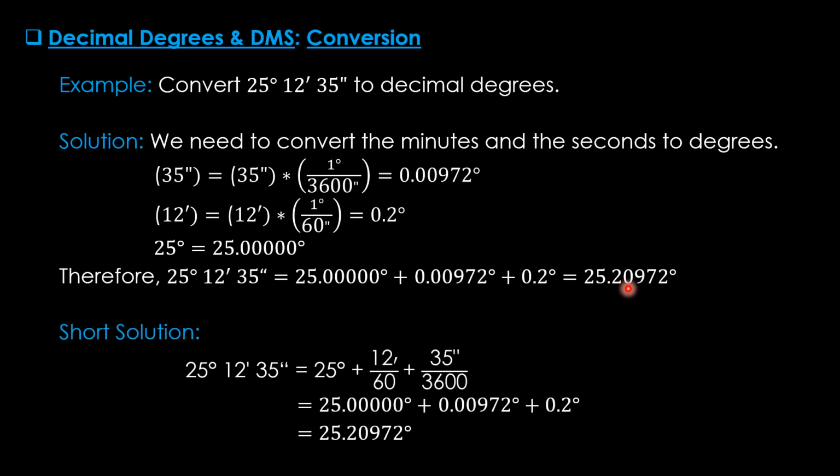There is another short solution here. Just this problem becomes much easier. 25 degrees, 12 minutes, 35 seconds equals 25 degrees, we keep it unchanged. 12 minutes, we change it to 12 minutes divided by 60, and 35 seconds we change it to 35 seconds divided by 3600. So ultimately we get this result, the same result as the previous one.